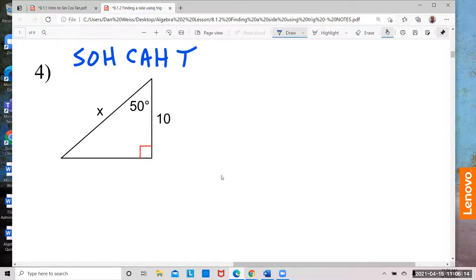SOH CAH TOA. From this angle, what's the 10? Opposite, adjacent, hypotenuse. Adjacent. Very good. And what's x? Hypotenuse. Very good. Hypotenuse. Which one do we use? So, soh, cah, or toa? Cah. Cah? Yeah. Correct.